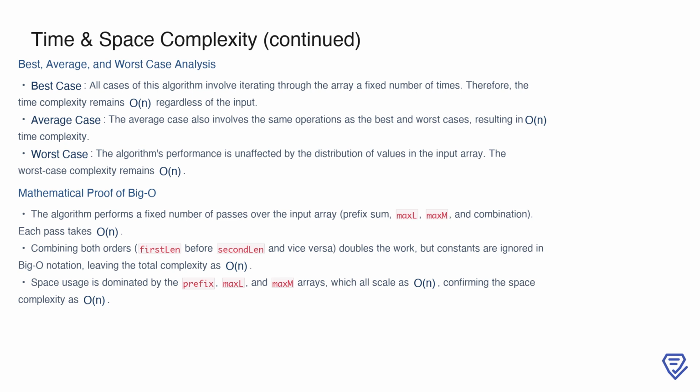Similarly, the space complexity is dominated by the prefix, max L, and max M arrays, which each scale linearly with the size of the input. This confirms the space complexity as O(n), making the solution both time and space efficient.